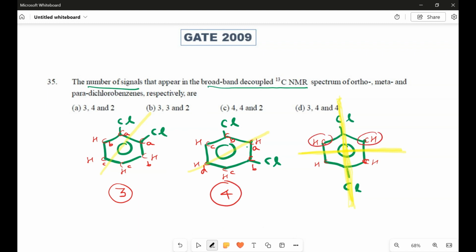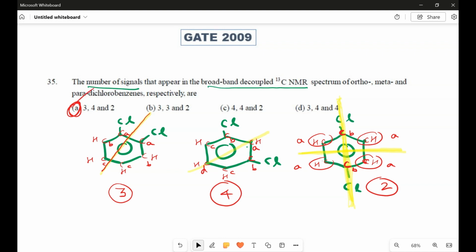So I have a CH, CH, CH, CH. All the 4 are same. Therefore, I'll be naming these all A carbon, and the carbon attached to the chlorine, they become the B carbon. So here I have 2 signals. So whatever lies on the mirror plane, are identical. They are chemically equivalent. So 3, 4, 2, which is the option A. So option A is the right answer.